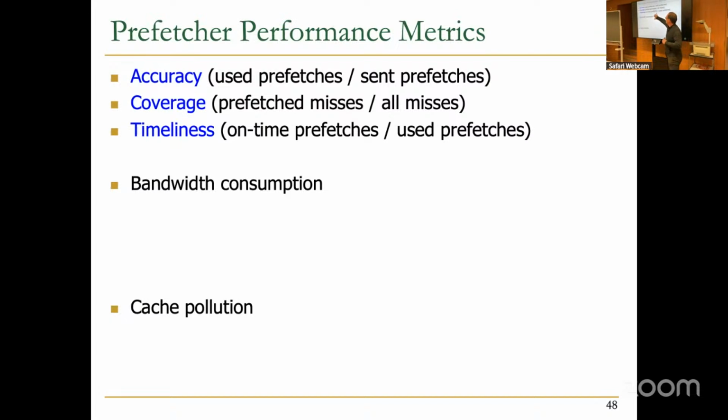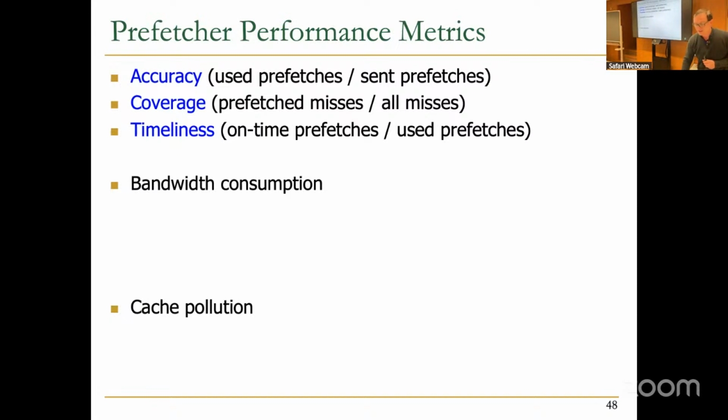Timeliness could be defined in multiple ways, but a very strict definition is the fraction of on-time prefetches divided by the total number of prefetches that are actually needed by the processor. That's a strict definition. What is on time, right? It's actually in the cache when the processor accesses it. This doesn't cover the cases where the data was just being put in the cache one cycle after the processor needed it, right? So there's actually coverage in terms of time also, but there are multiple metrics.